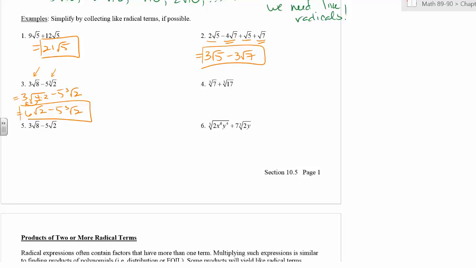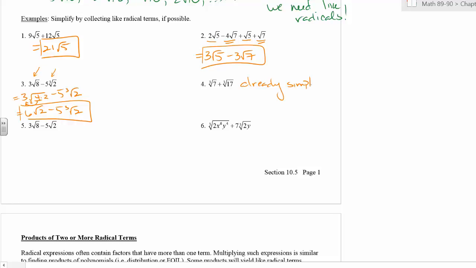Take a look at it. Do we have a problem? Yeah. The indices match. You have cube root, but your radicands, your inside, do not match. And I can't simplify the square root of 17, so that's it. This is already simplified.